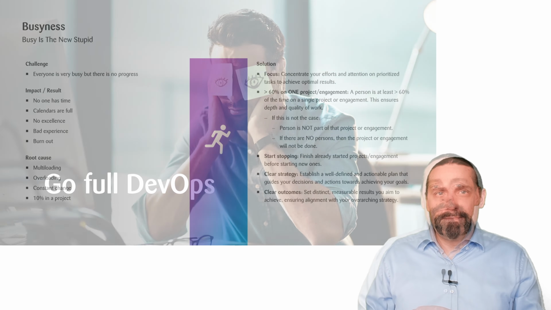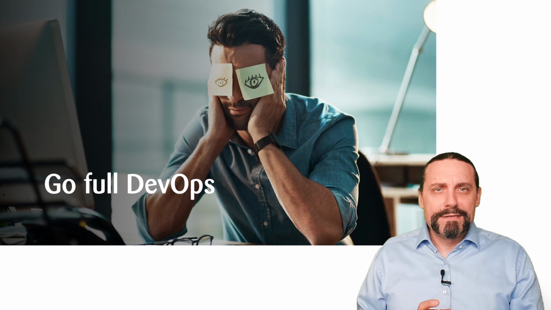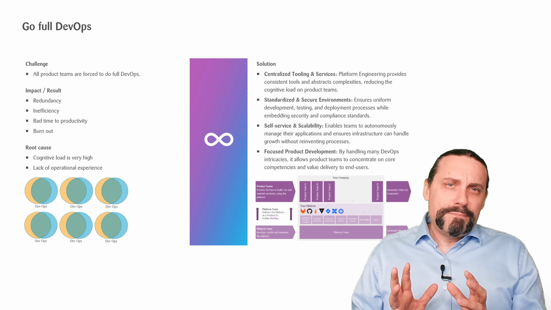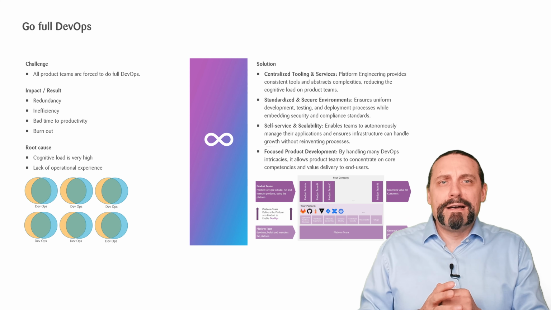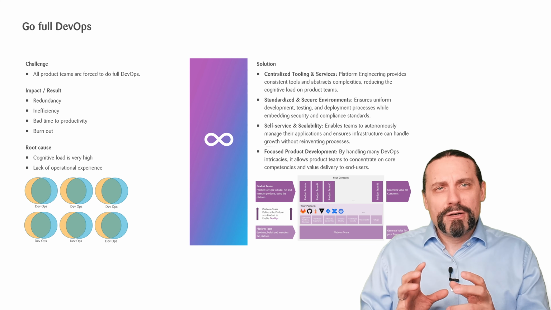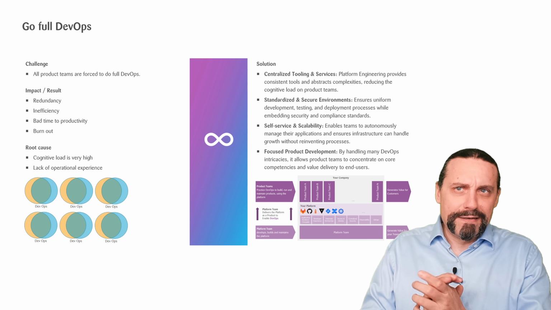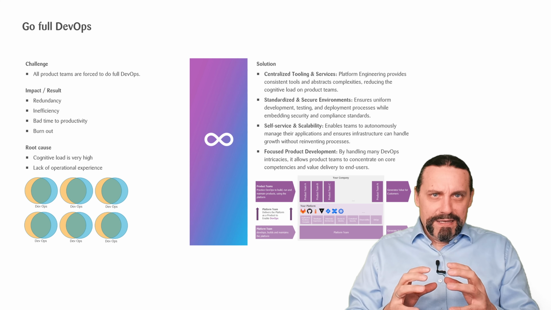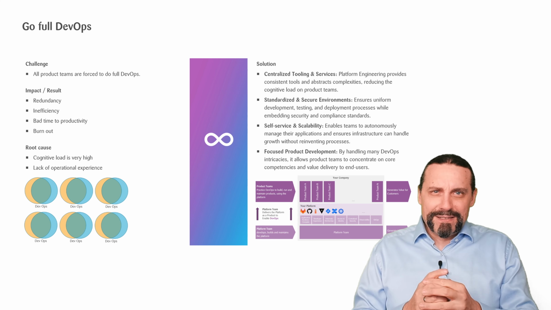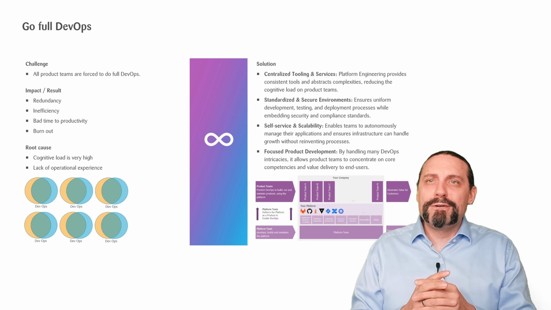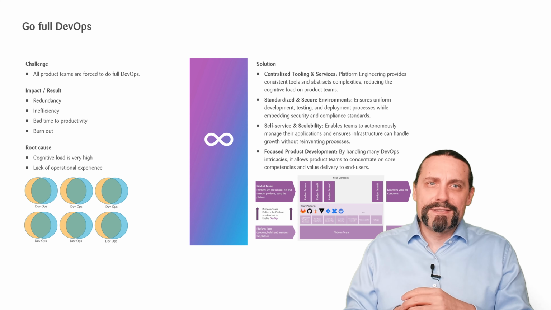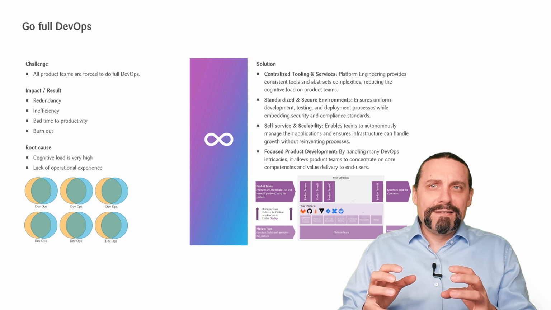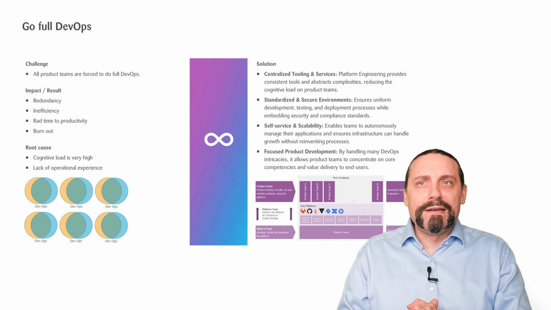Another anti-pattern that I see quite often is go full DevOps. This is an anti-pattern which is linked to the one size fits all, but it is a different thing in my opinion, because here you say, okay, we want to implement that DevOps thing. You don't fully understand DevOps, and you go in the direction where you say all of these product teams now need to do, you build it, you run it, and they need to do everything by themselves.